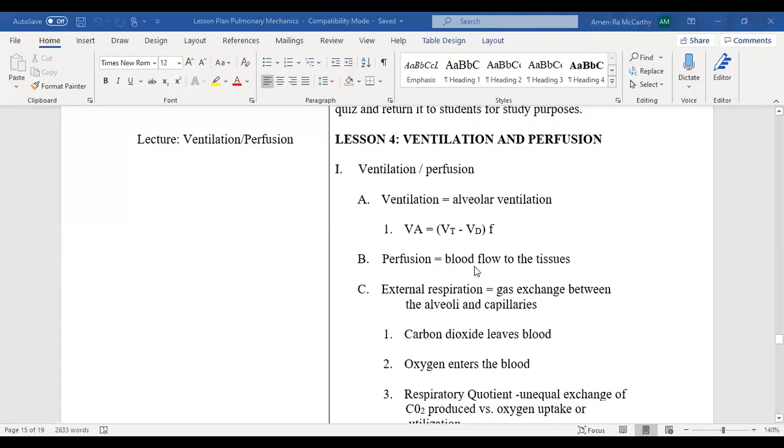All right. So ventilation, perfusion. Ventilation is alveolar ventilation. Perfusion is blood flow to the tissues. VQ is what it's called, and it's 4 to 5. But let's keep on looking.